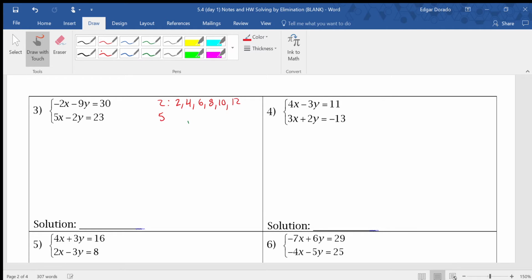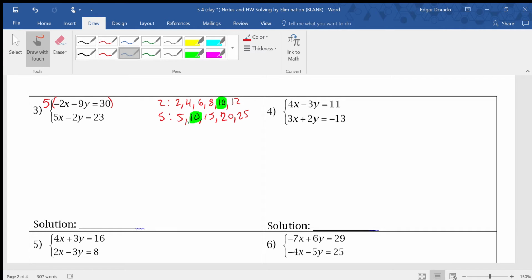Okay? Now I'm going to write some multiples of 5. Do you see any multiples that match? Okay, and I hope you guys can see that this right here is a multiple that both 2 and 5 have in common. So you have to ask yourself, what do you multiply 2 by in order to get a 10? You have to multiply it by 5.